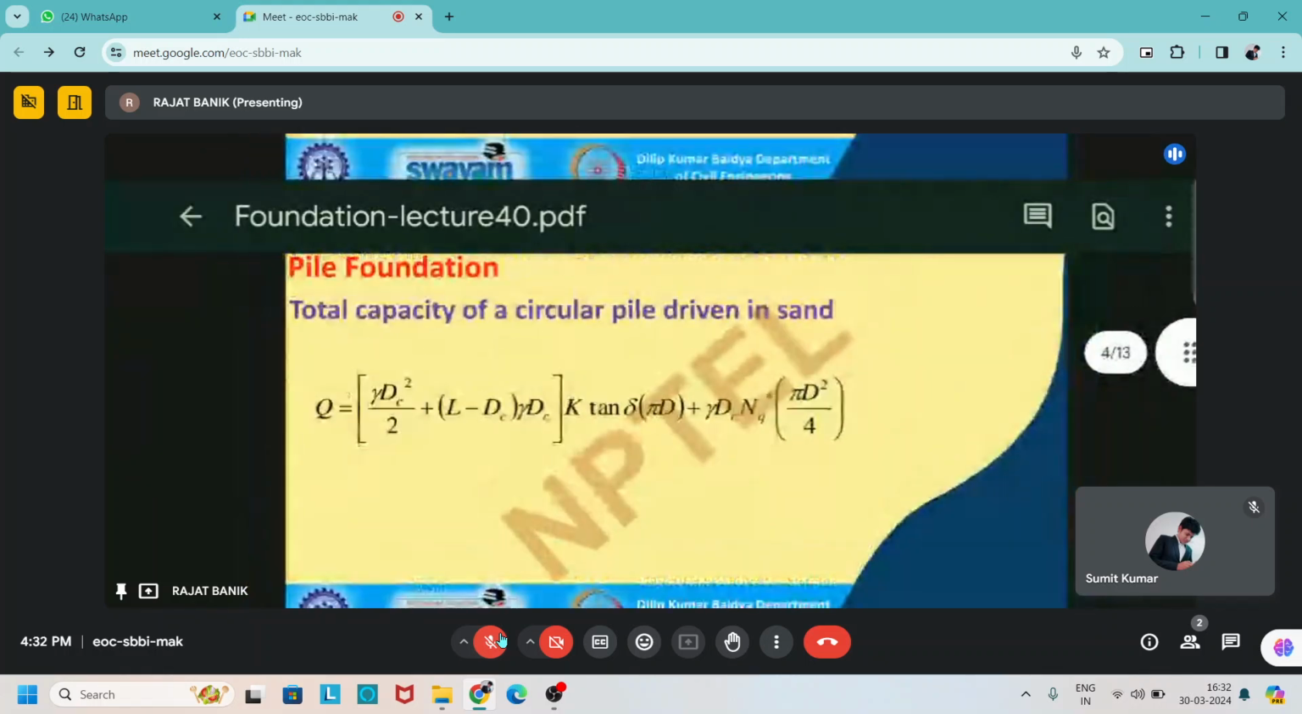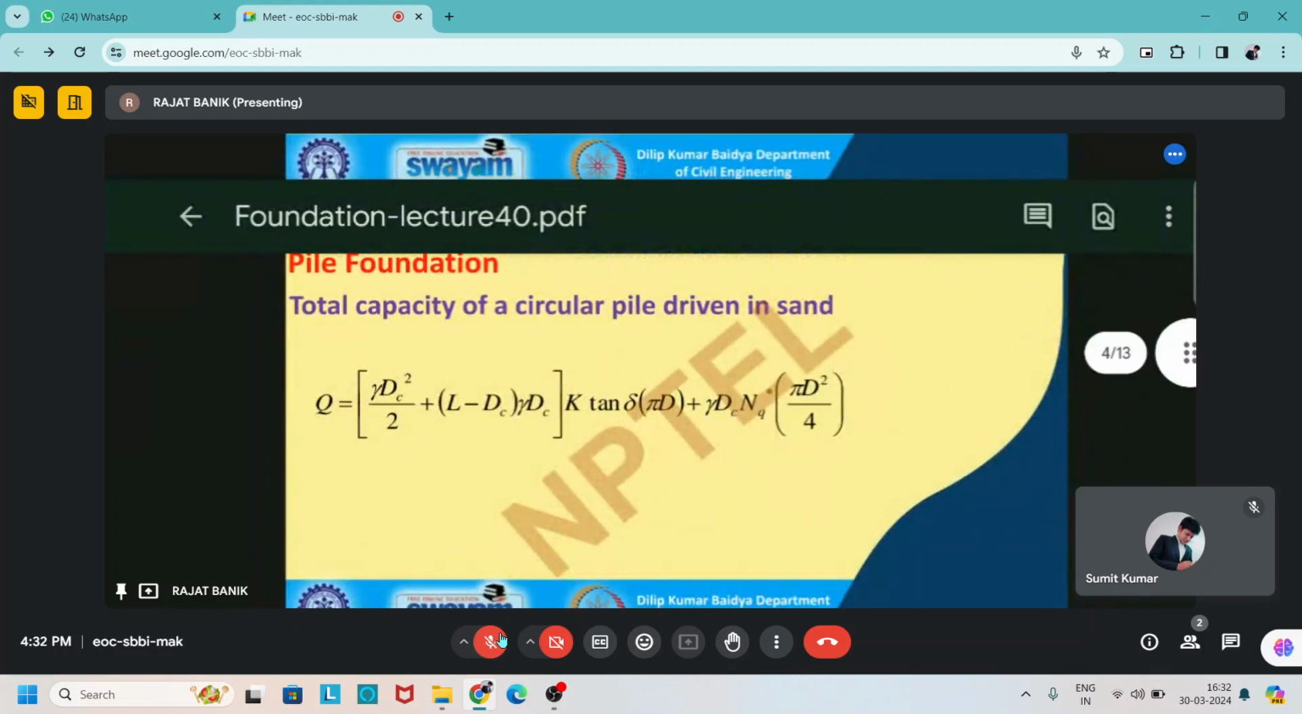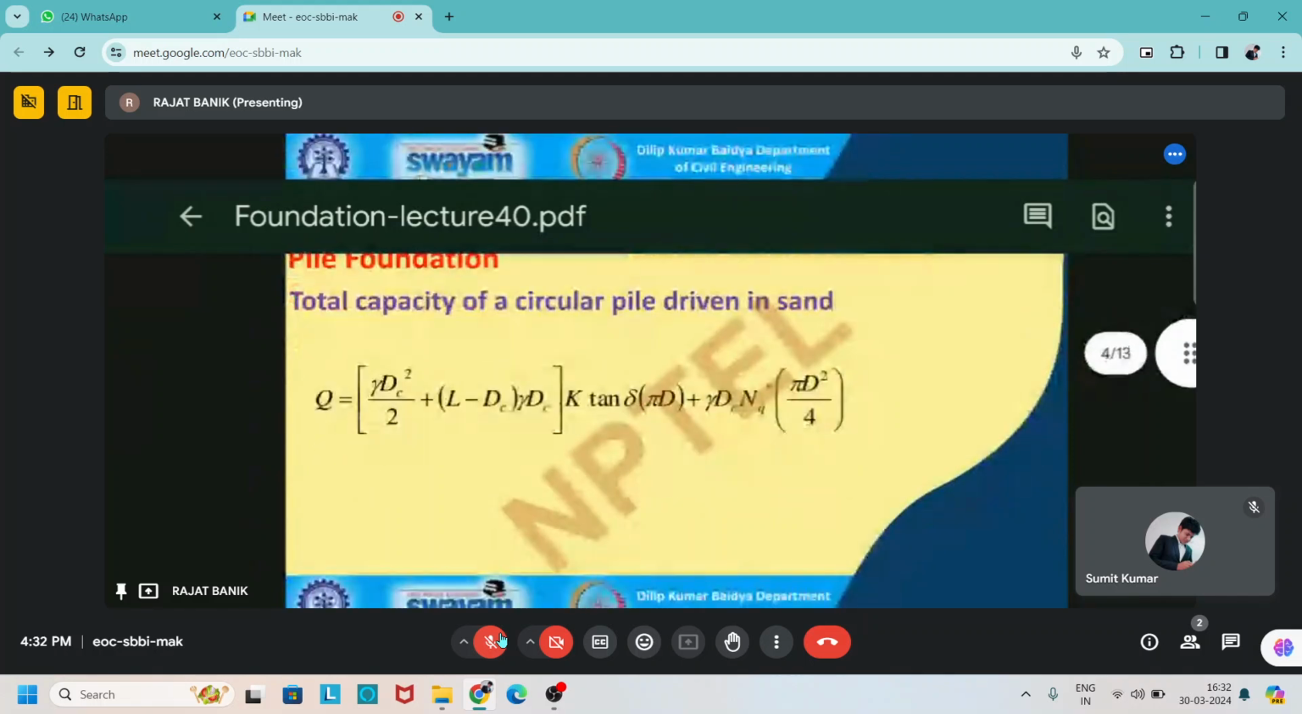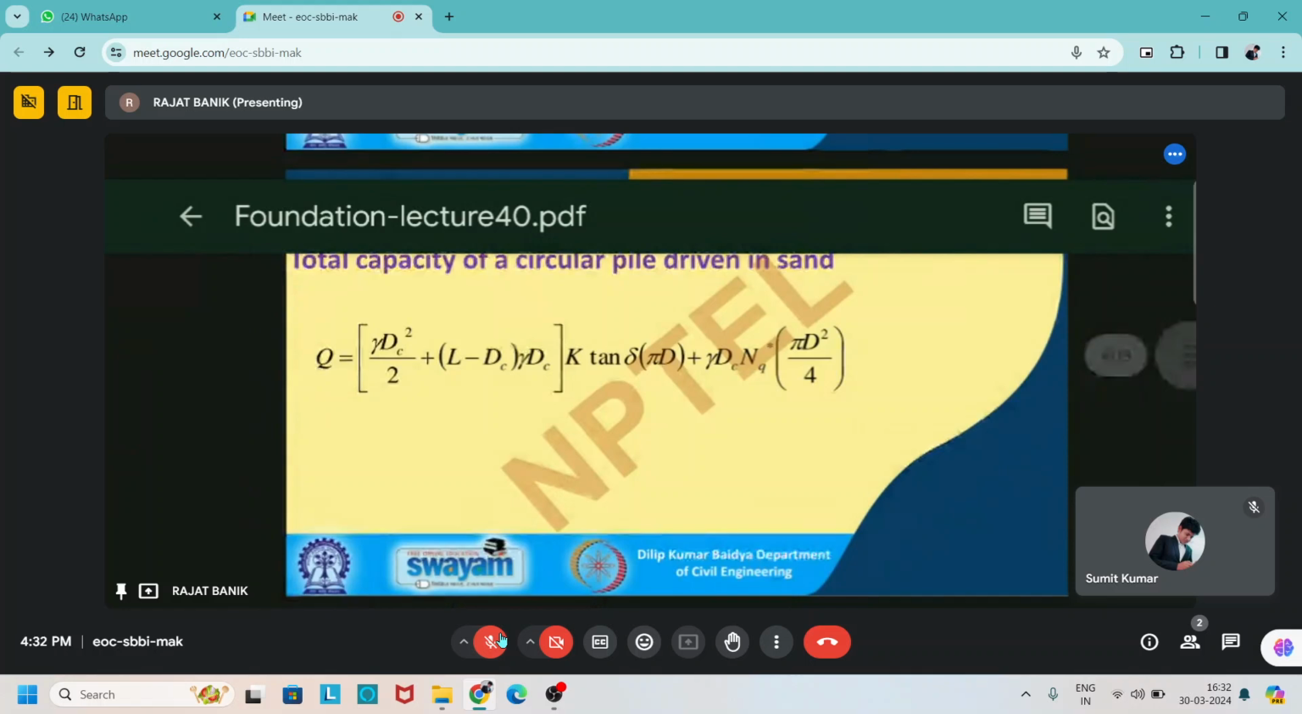Here is the total capacity of this circular pipe given in sand, which is equal to gamma dc square by 2 plus L by the dc into gamma dc into k tan delta into pi d plus gamma dc nq star whole into pi d square by 4.